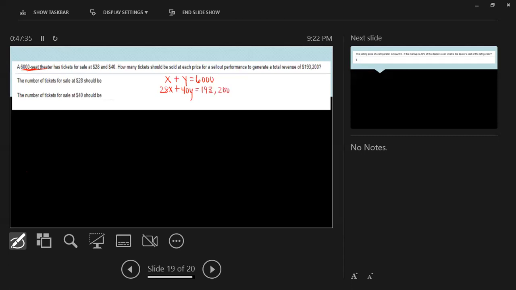Now, don't forget, when you're setting up your equations, the first equation represents the number of seats. The second equation represents the money. So make sure that they're set up correctly. So now I'm going to use the addition method to solve this. So I'm going to multiply the first equation by -28. And it's just easier to use the addition method to actually solve this one. All right. Now, don't forget, you can also use the substitution method. It doesn't matter. However, here it's just easier to use the addition method.